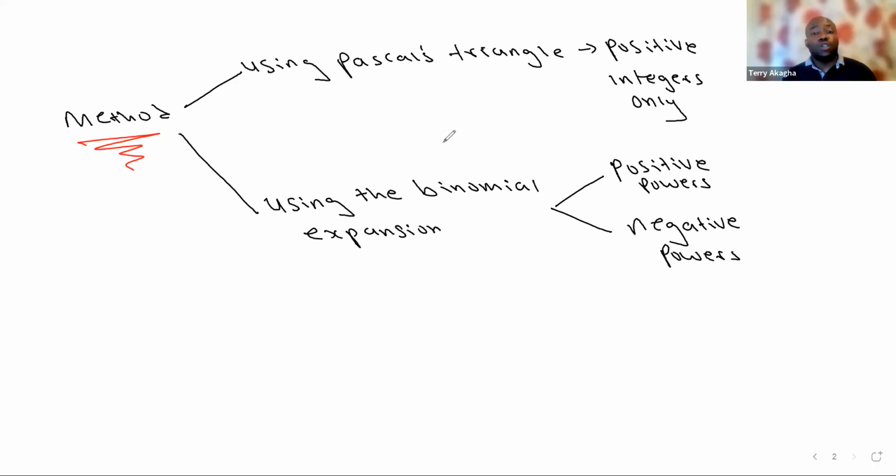So I'm going to start with Pascal's triangle in the next video. I'm going to talk about it. Then after Pascal's triangle, I'll go straight to the binomial expansion for positive powers, and then I'll go to the binomial expansion for negative powers, okay?